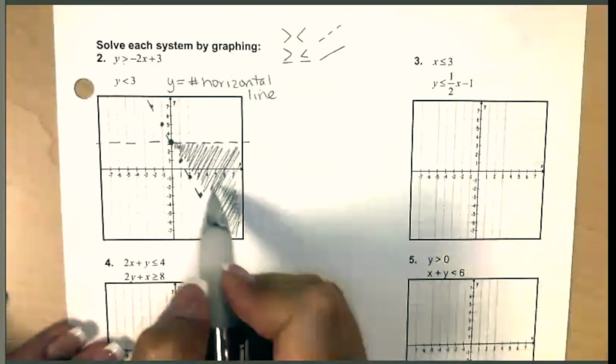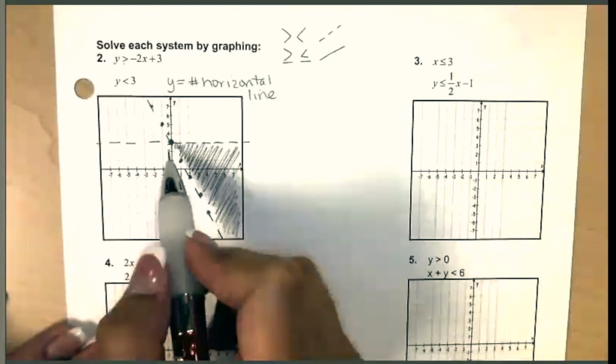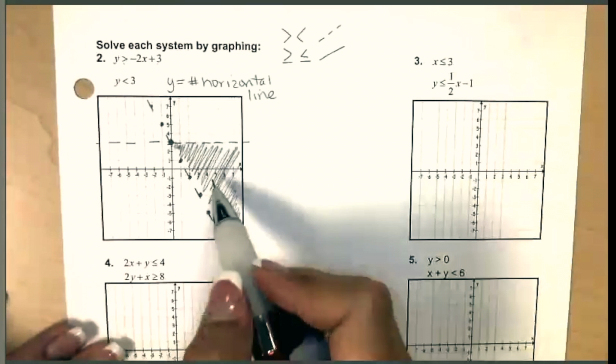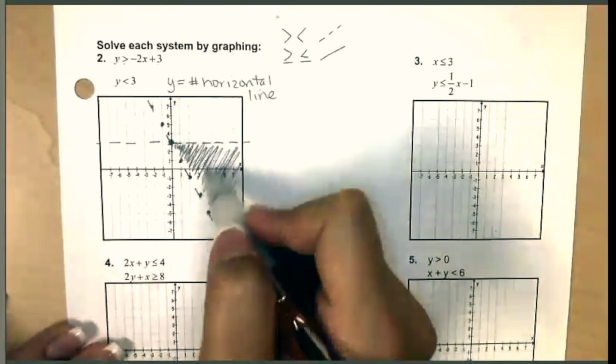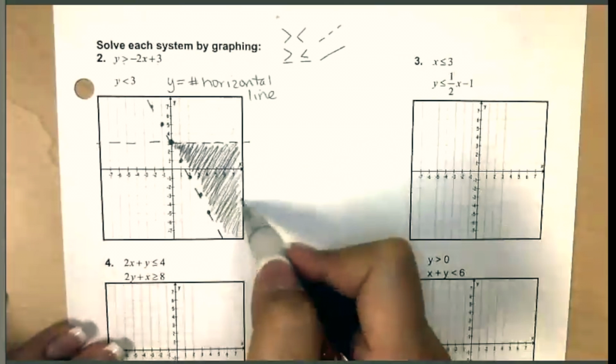This is where all of our solutions are found. We would find none on the line since they're both dashed. This is the double shaded area. This is the part that we really care about, so that's the one that you want to make darker and understand that's where the solutions are.